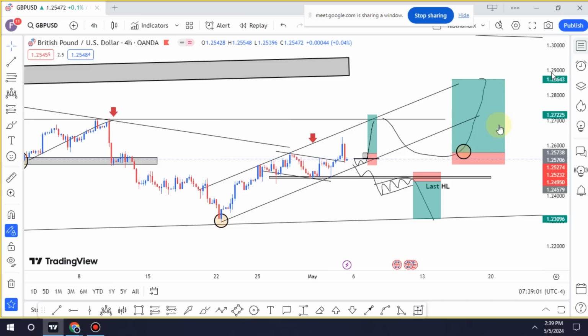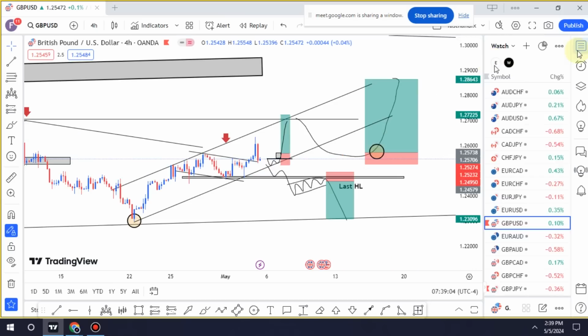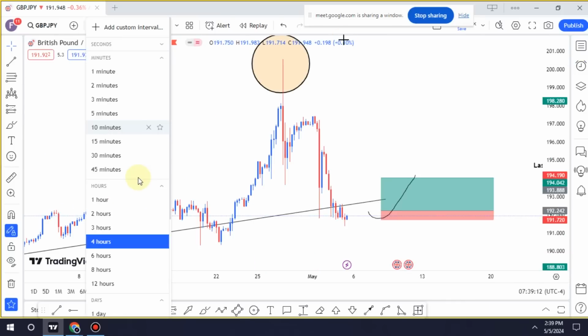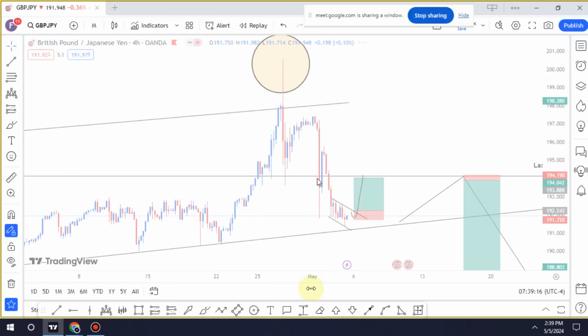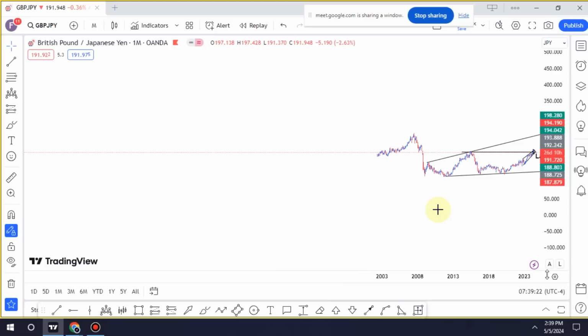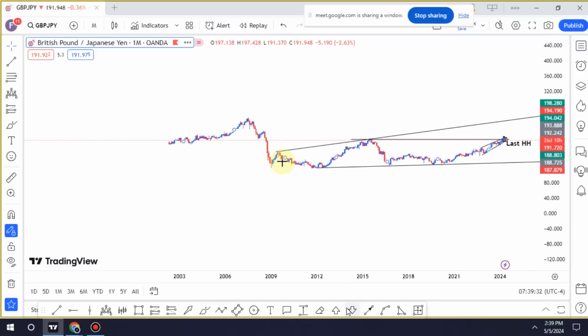This is GBPUSD. Now let's go and analyze GBPJPY. Let's start from the monthly, guys, to be safe. All right, I don't want to remove these ones because I don't want to get rid of my analysis. This is the monthly time frame. So we understand that GBPJPY had a touch first right here. Let me just use these arrows.